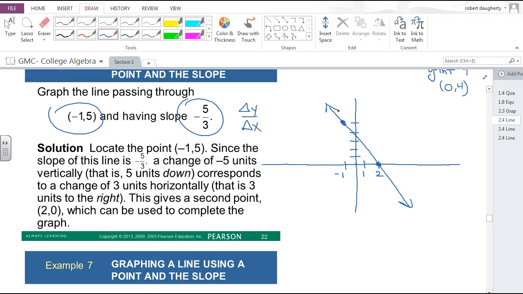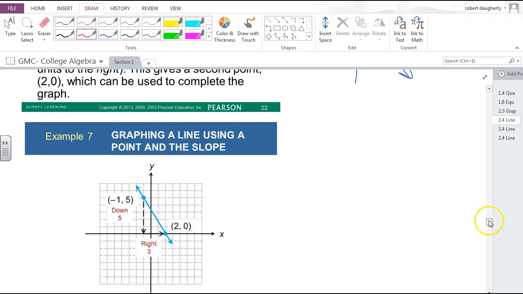So you're using the slope because you know that this is going a negative 5 direction. This is going a positive 3 direction. You're reading that straight from what the slope is, change in y over change in x. And that tells me this point right here, 2, 0, has to be on the line. And that's the one that we just did.